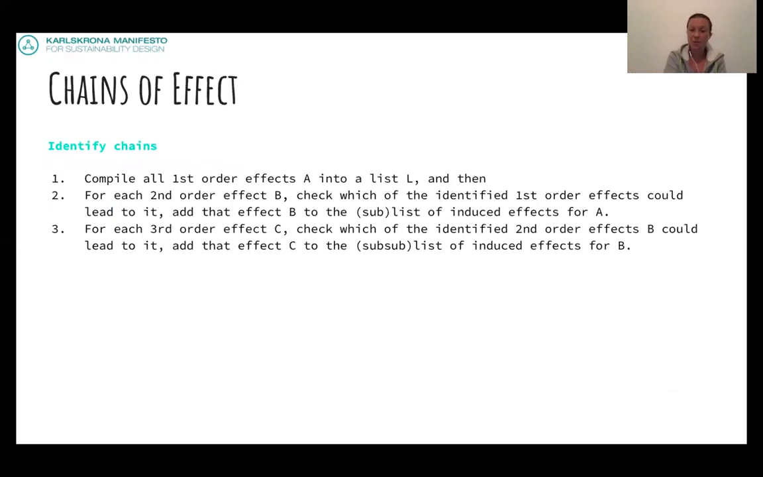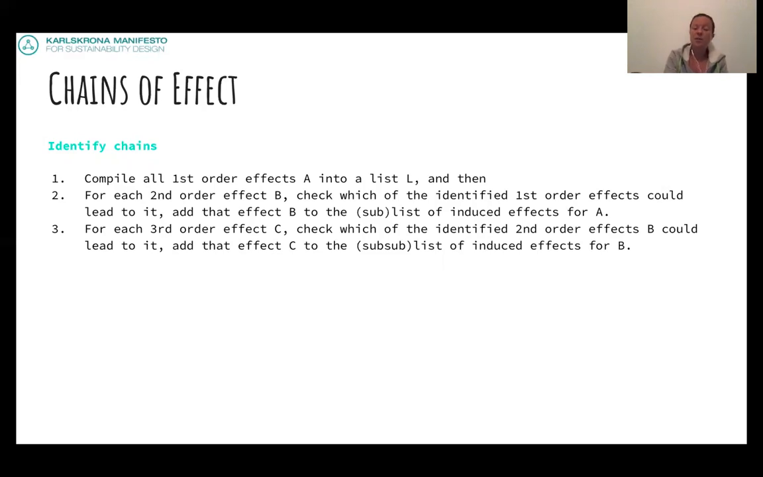Once you have labeled all those effects, you compile all first order effects A into a list L. Then for each second order effect B, you check which of the identified first order effects could lead to it, and add that effect to the sublist of induced effects for A. And for each third order effect C, you check which of the identified second order effects B could lead to it, and then add that to the sublist of induced effects for that second order effect.